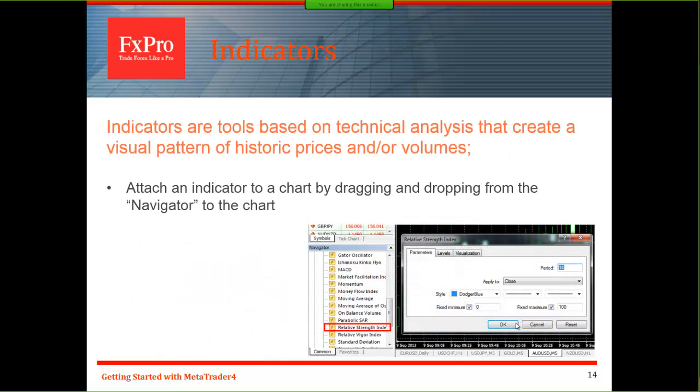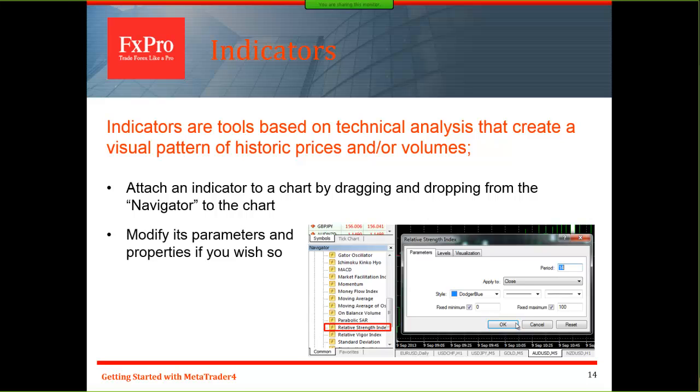Now to help you with your trading, there are a number of technical analysis indicators you can use that create a visual pattern of historic prices and volumes intended to forecast the future direction of price. When it comes to indicators, it is better to look at a number of them than to rely on just one. To add an indicator on your chart, simply drag and drop it from the navigator window. In the pop-up that appears, you can change its parameters and properties, such as the period the indicator does calculations for.